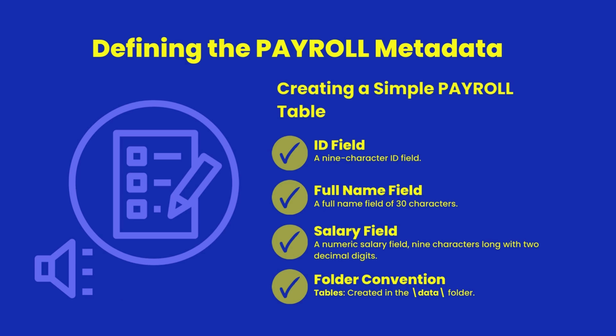Let's create a simple payroll metadata with some basic fields. First, we define an ID field that is 9 characters long. Next, we include a full name field, which allows up to 30 characters. Lastly, we add a salary field. This field is numeric, with a total length of 9 characters, including 2 decimal digits for precision. By convention, we create our tables in the data folder. This organizational structure helps keep our project files well organized and easy to manage.